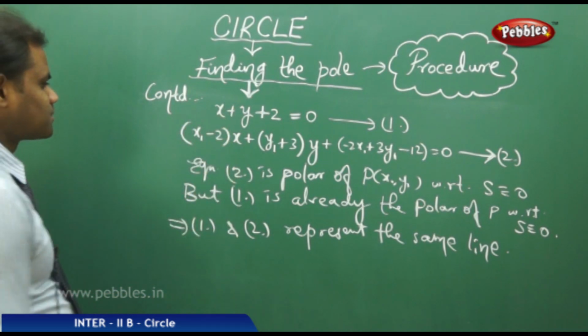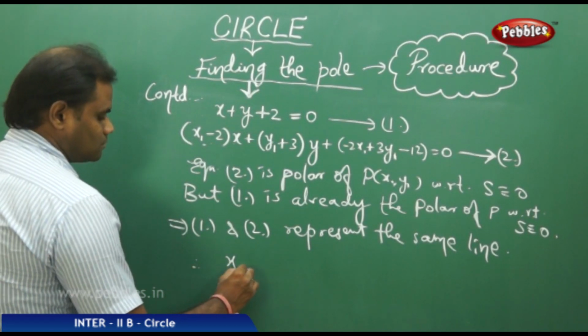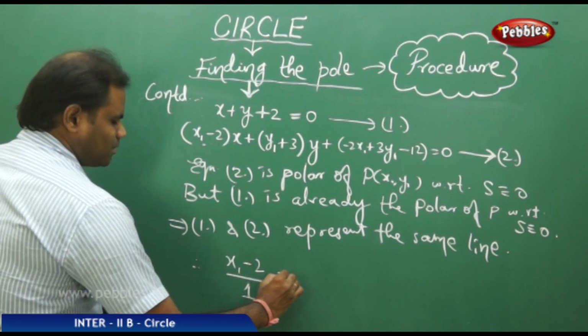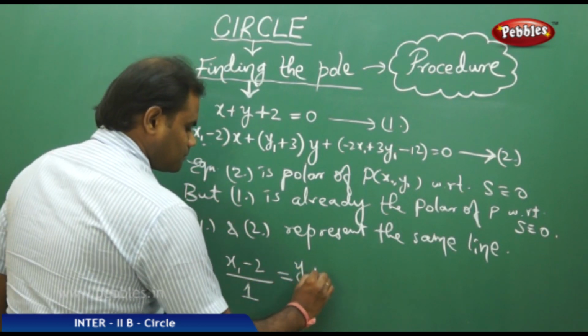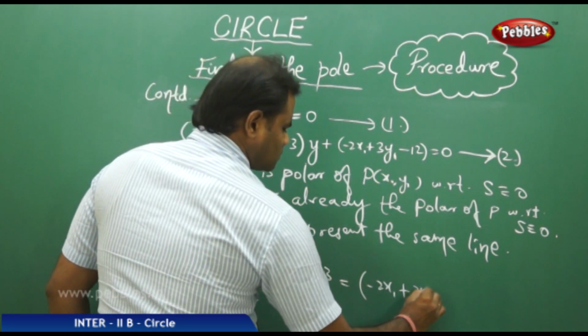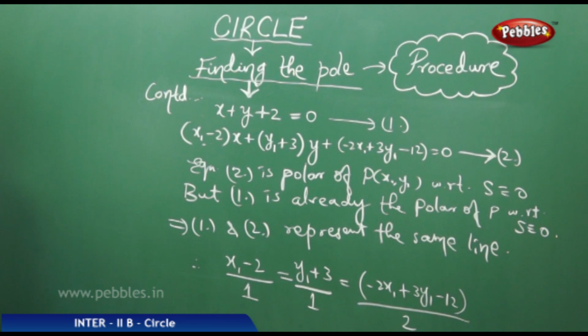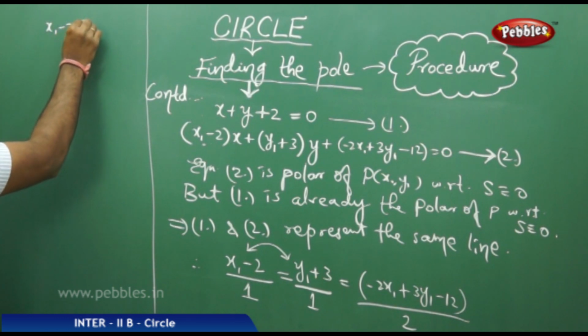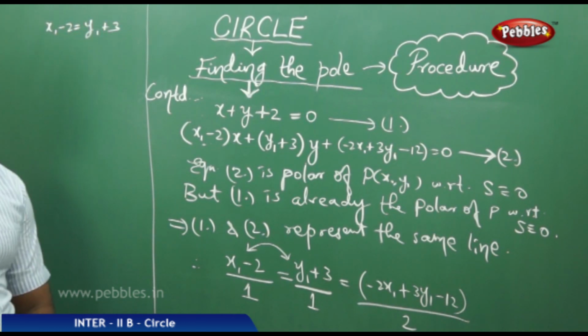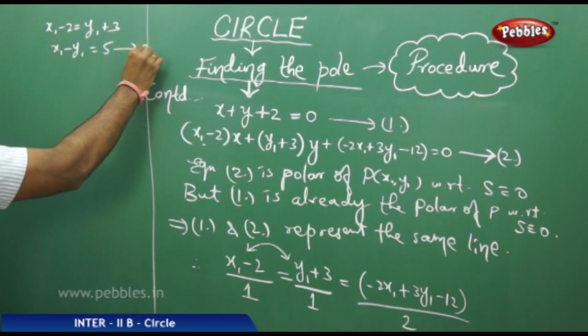Now when these two represent the same line, their coefficients must be in the same proportion. That is, if these two are the same lines, then this divided by this, that is the coefficient of x, must be in the same proportion with the coefficient of y by 1, and that by 2. Now continuing from here, I first simplified these two equations, which give me x1 minus 2 equals y1 plus 3.